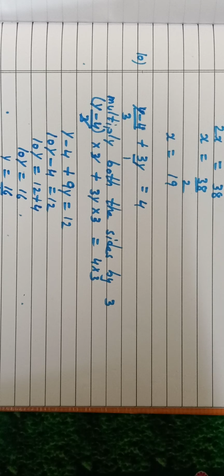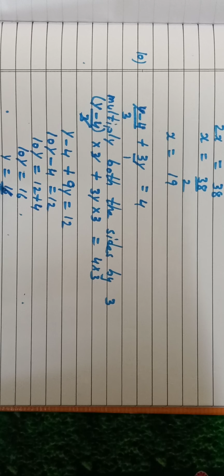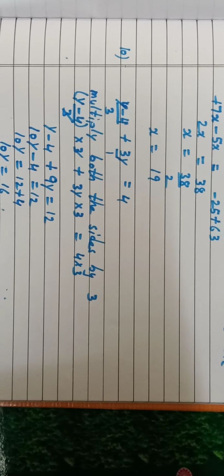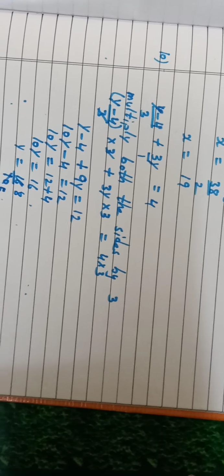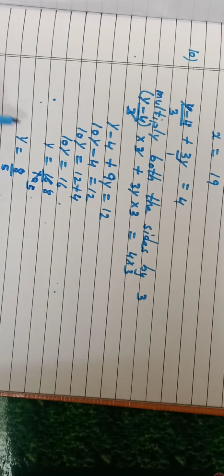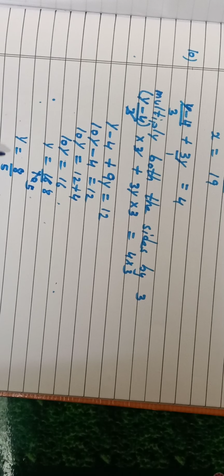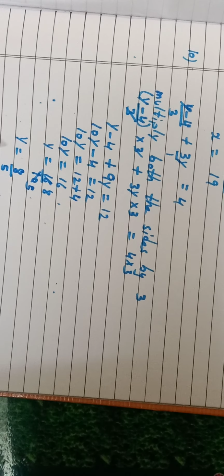Now 16 upon 10 you can reduce it to lowest form. 2 5s are 10, 2 8s are 16. See this, 2 5s are 10, 2 8s are 16. This way you can reduce it to the lowest form. So your y value will be 8 upon 5.